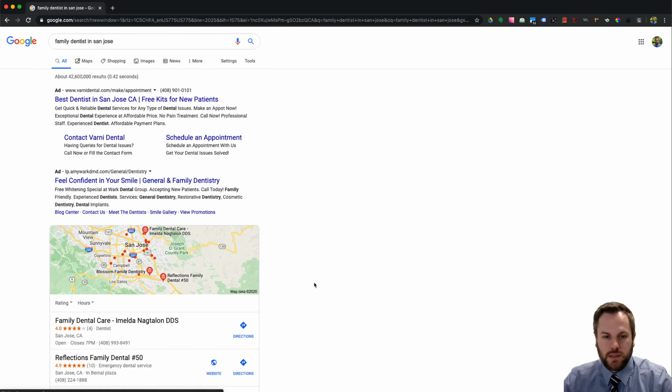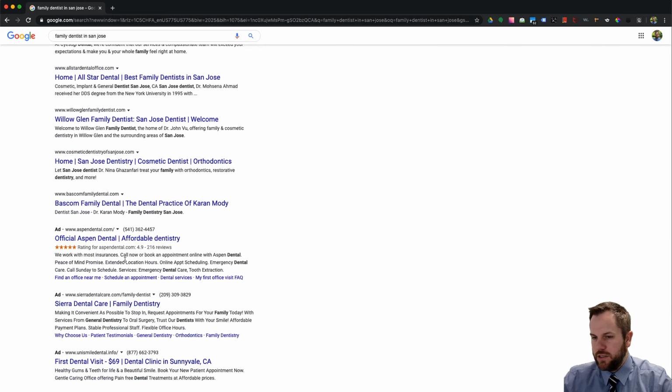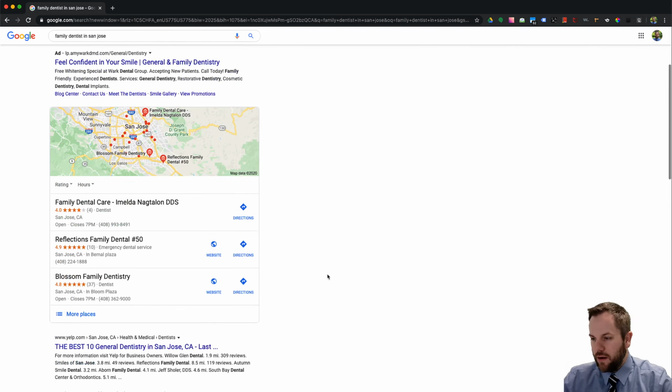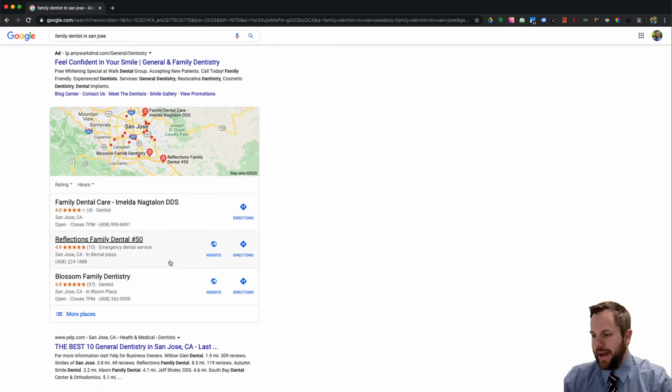Now it's immediately evident there's a couple things I want to point out. Anything that has an ad designation, AD, is a paid advertisement. You can generally see those at the top and bottom of the page, down here too. And also, sometimes you'll see them in this section. This section, by the way, is referred to as a 3-pack.